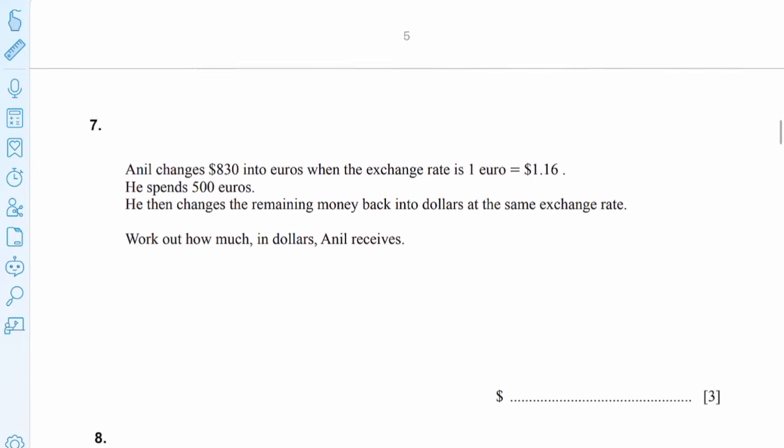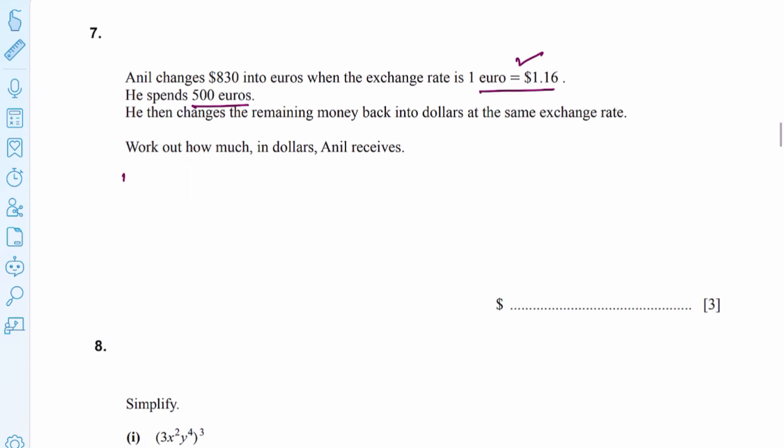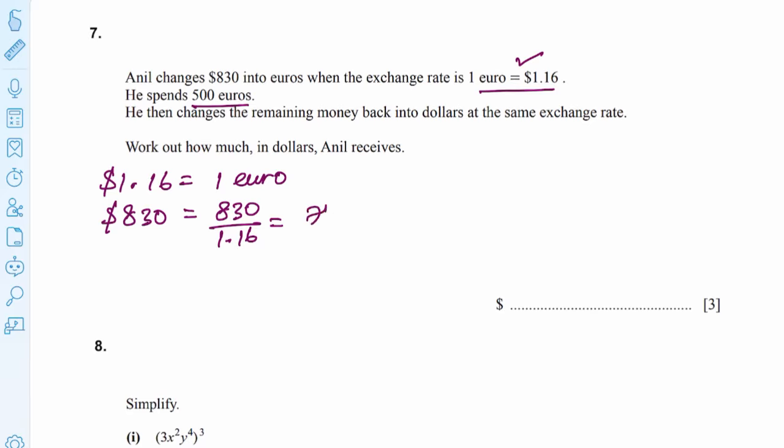So the next question is: a person changes $830 into euros when the exchange rate is 1 euro equals $1.16, and he spends 500 euros, right? And then changes the remaining money back into dollars at the same exchange rate. Work out how much in dollars the person receives. Okay, so first of all, the question is given that $1.16 equals 1 euro, right? The person is trying to exchange 830, so in terms of euros, I get 830 over 1.16, which is nearly 715.52 euros.